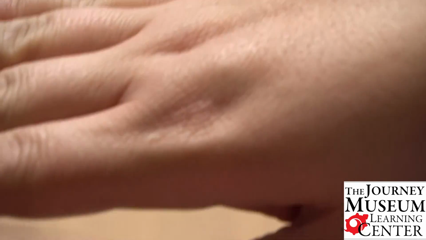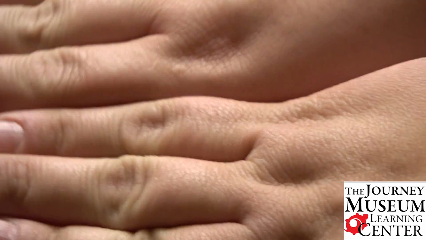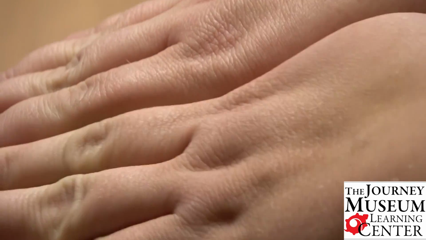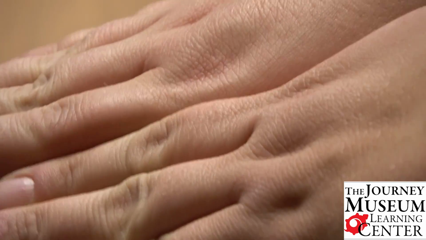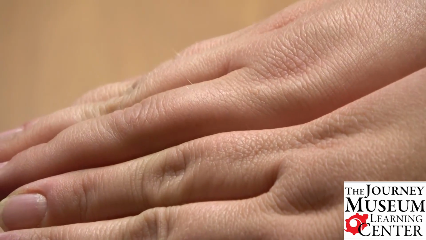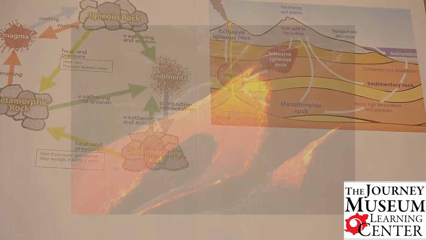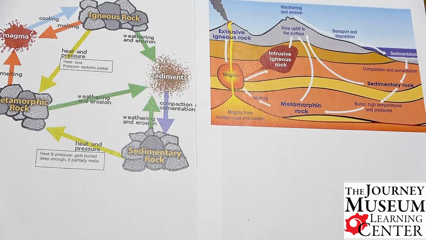Or you might have two plates that are rubbing together, and as they do, that pressure from the plate tectonics can also cause metamorphic rock. Or finally, you could have lava that would come in contact with the rock and make it metamorphic. So let's put it all together.